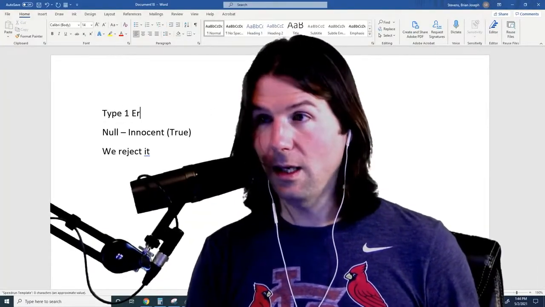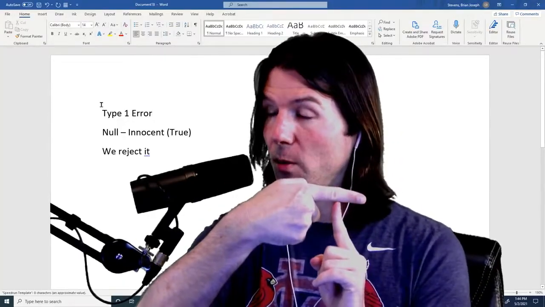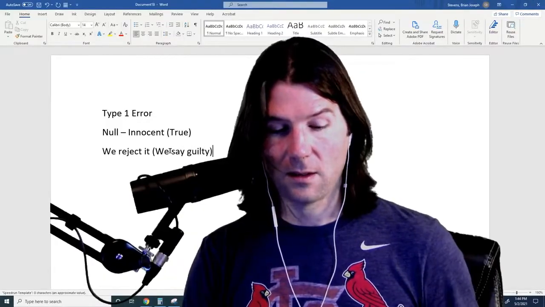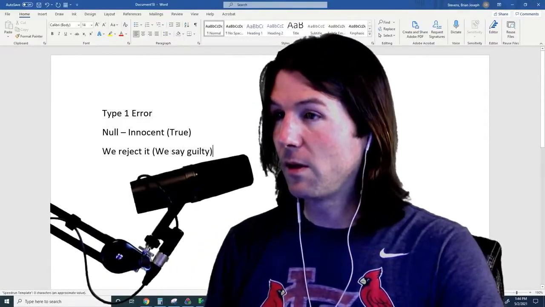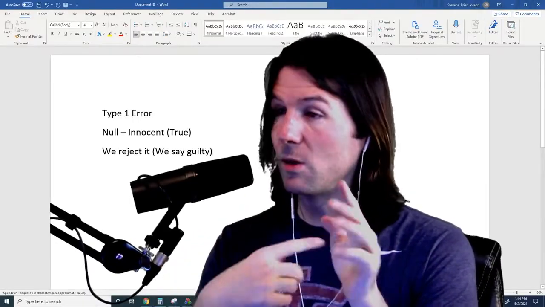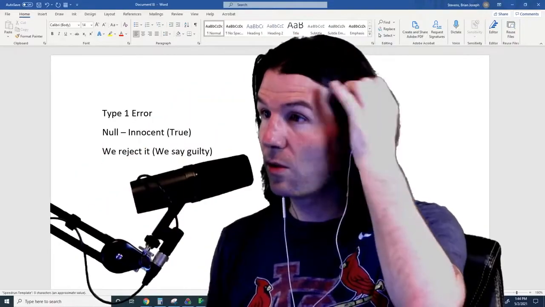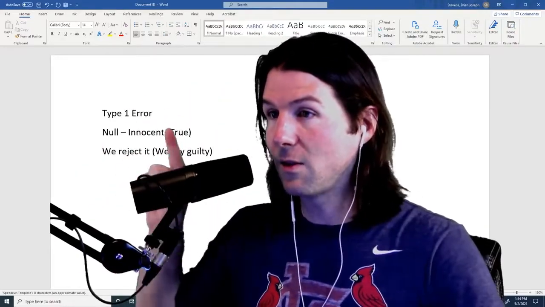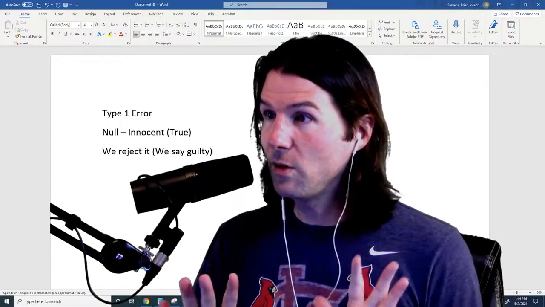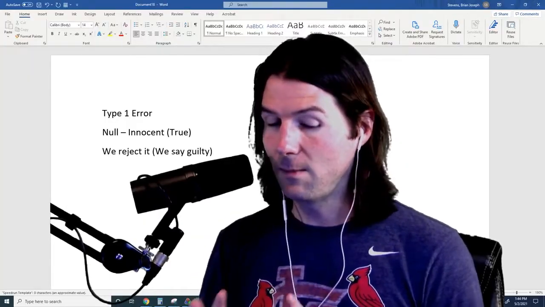Type 1 error. In a type 1 error, the null is true, but we reject it. So what does that mean? We say guilty. The null is true, this person is innocent, but we reject it and we say we have evidence of guilt. You always have to look at the null hypothesis. So make sure you look at your null and say, okay, the null is that they are innocent. So that is true. That is a true statement. But I'm going to reject that and I'm going to say that they are guilty.